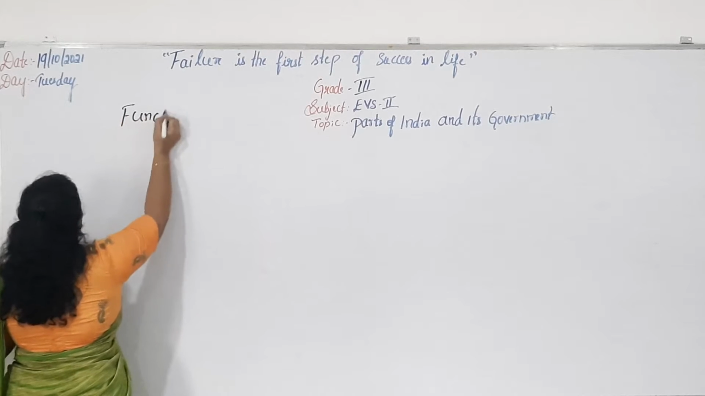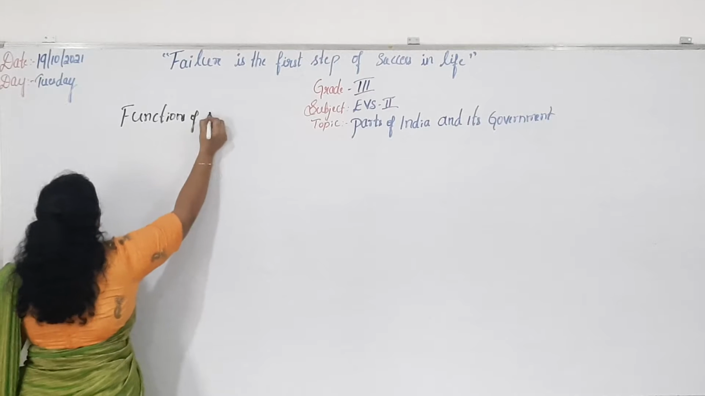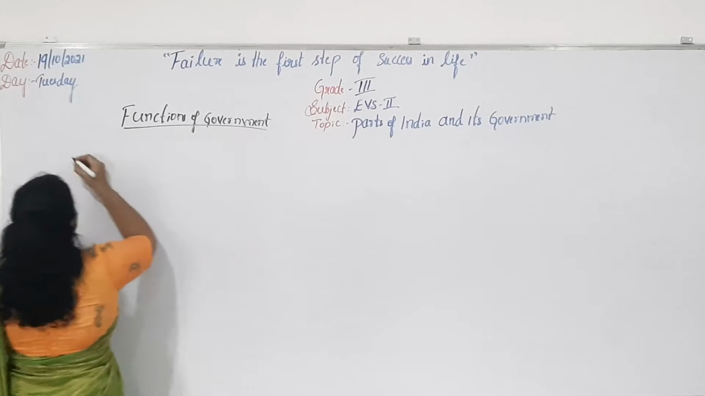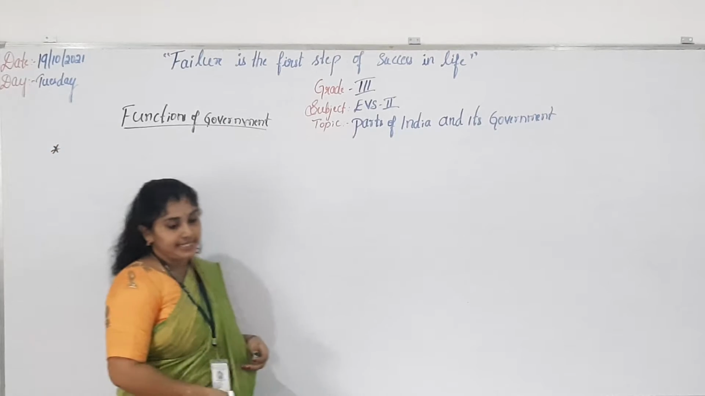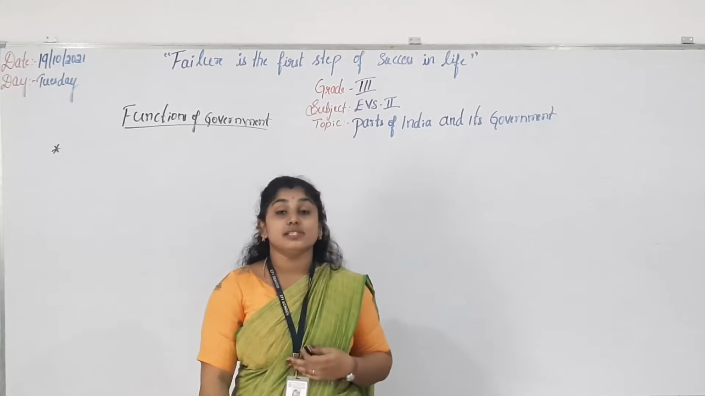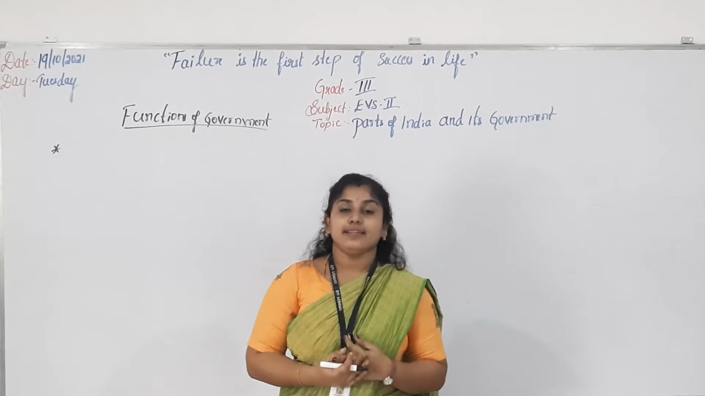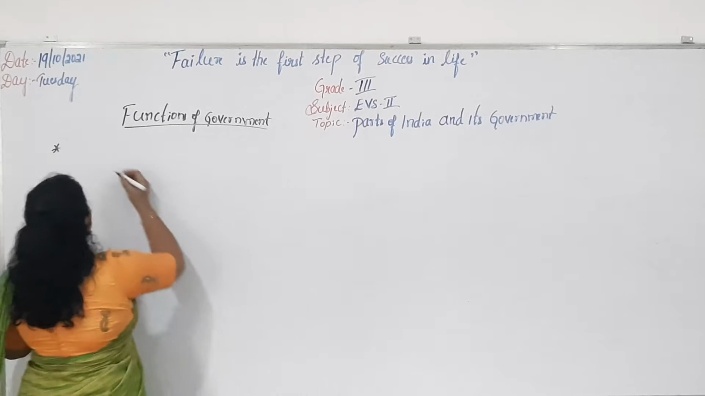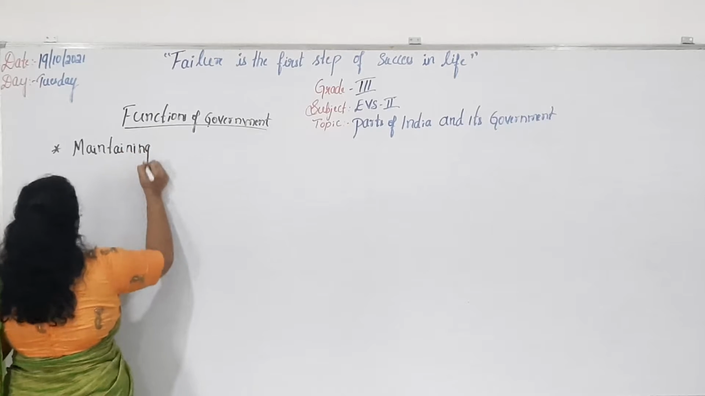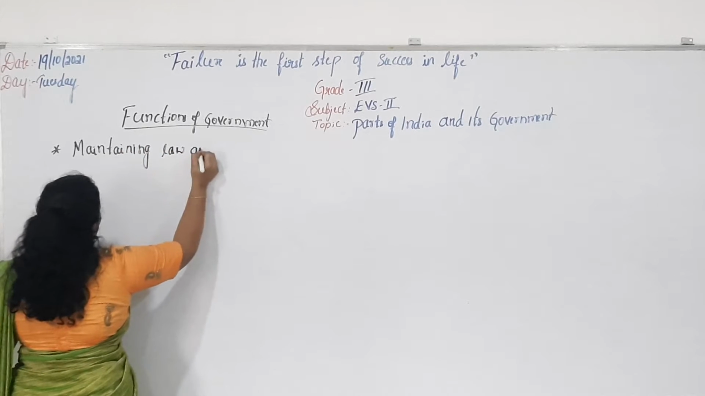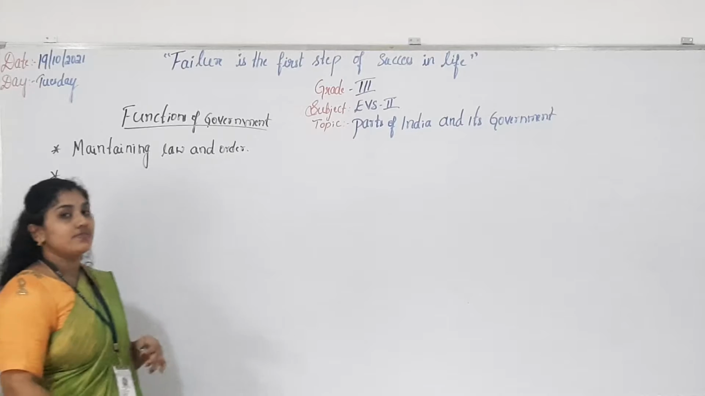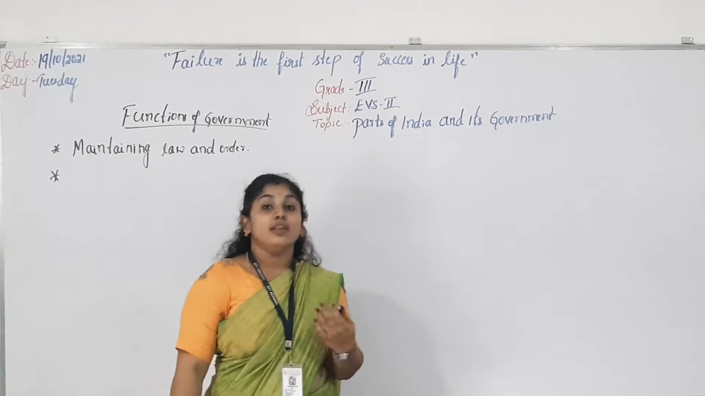So, coming to the functions of the government, the first function is, just as you are responsible for a lot of things, the government is also responsible for a lot of things. Okay, students, the first function of the government is that they have to maintain law and order.